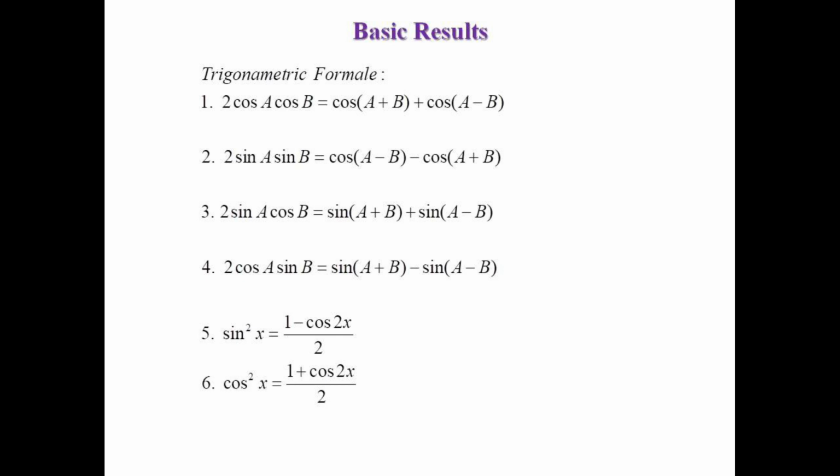Along with this standard result, we also require the results for sin square x and cos square x. Sin square x is equal to (1 minus cos of 2x) upon 2 and cos square x equal to (1 plus cos of 2x) upon 2. So these are the basic results which are required to convert the equation into standard form.